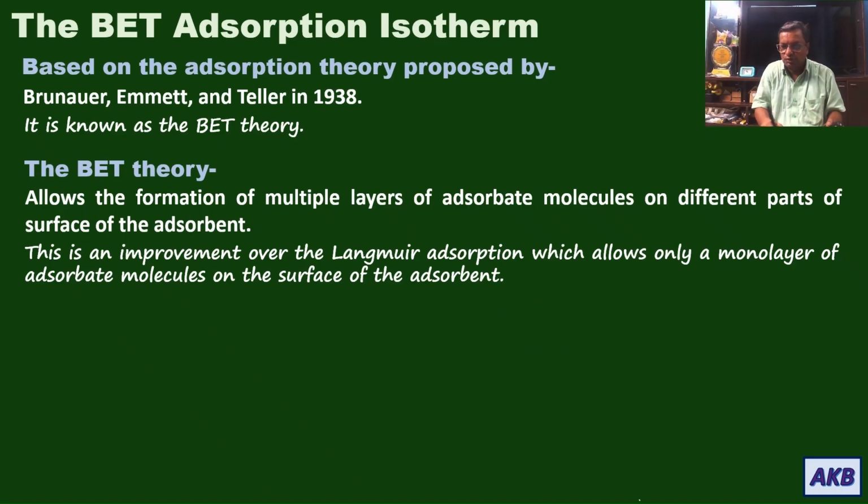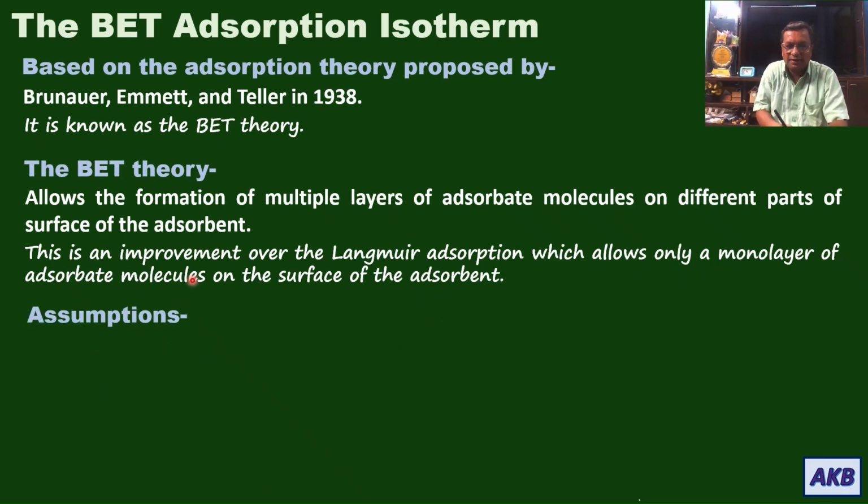So this is the first thing that you have to note for the BET theory. The BET theory allows the formation of multiple layers of adsorbate molecules on different parts of the surface of the adsorbent. So this is an improvement over the Langmuir adsorption isotherm, which allows only a monolayer of adsorbate molecules on the surface of the adsorbent.